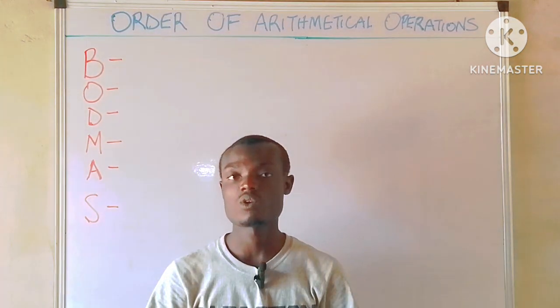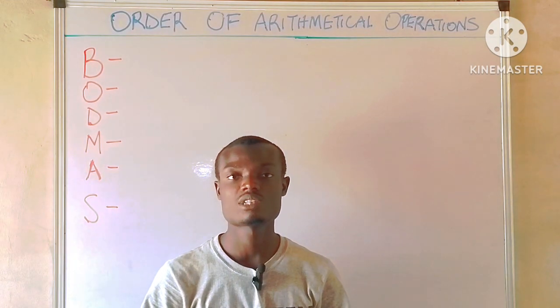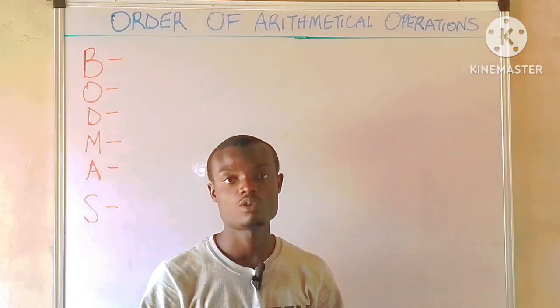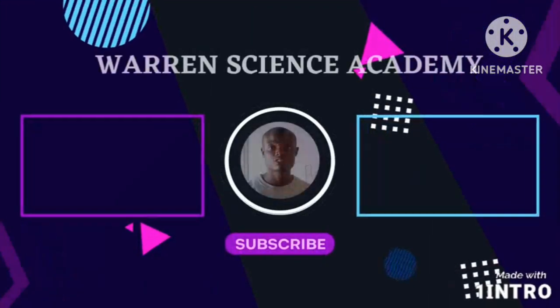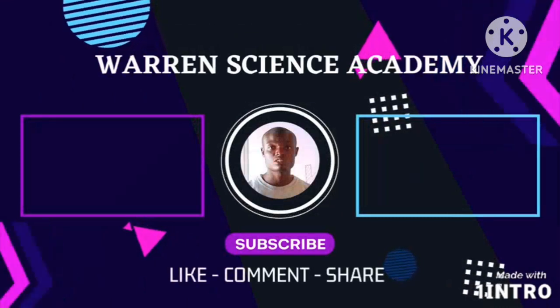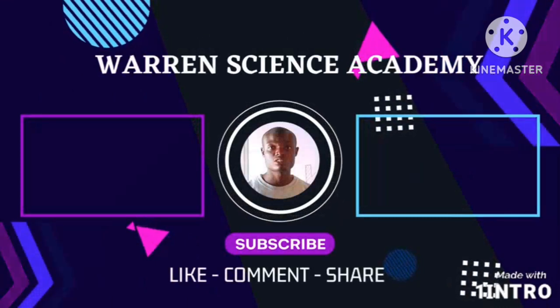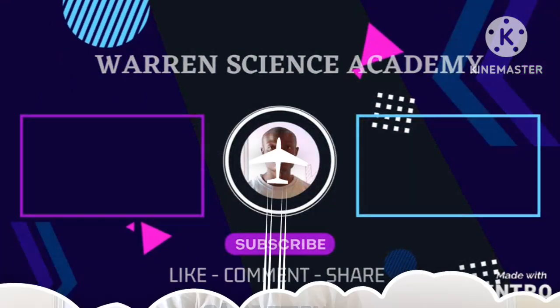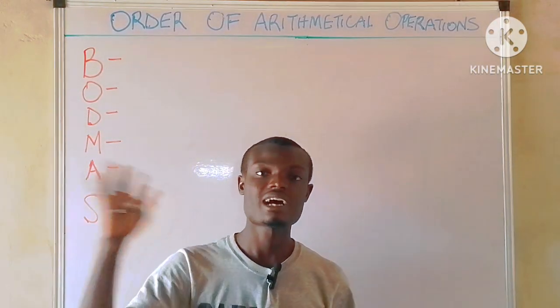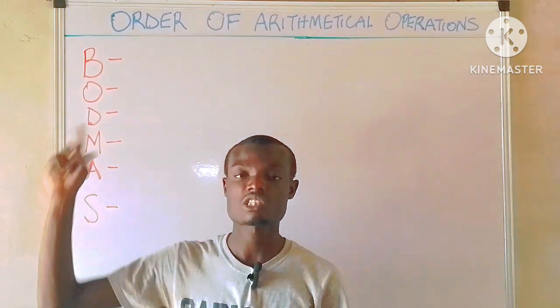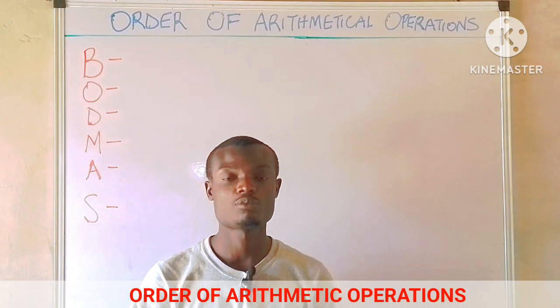In today's video, we are going to look at the topic in mathematics known as the order of arithmetic operation. Have you ever wondered why you get different answers when you use a phone calculator and a normal calculator to solve the same arithmetic operation? The difference in answer you get when you use a phone calculator and a handheld calculator is due to the concept of the order of arithmetical operation.